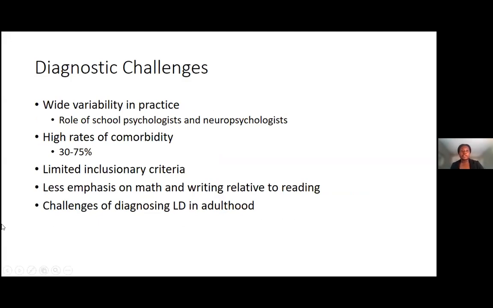All right, so some challenges with the diagnostic practice of learning disorder. As I alluded to before, there's definitely wide variability in how learning disorders are diagnosed. Differences across the country, within a state, across school districts. One contributing factor, and something just to be aware of, is that there are often different roles between school psychologists and neuropsychologists in the community.